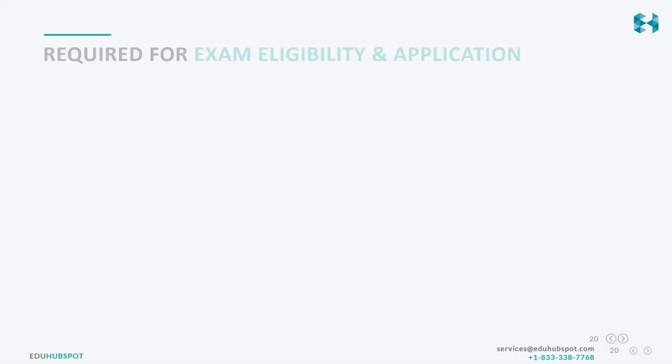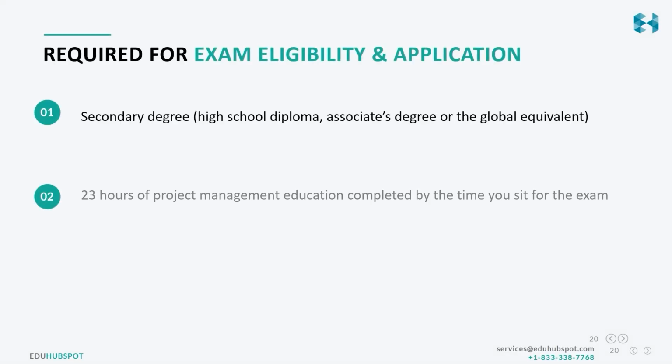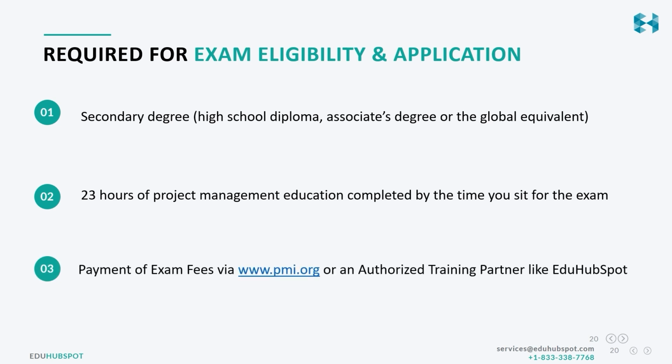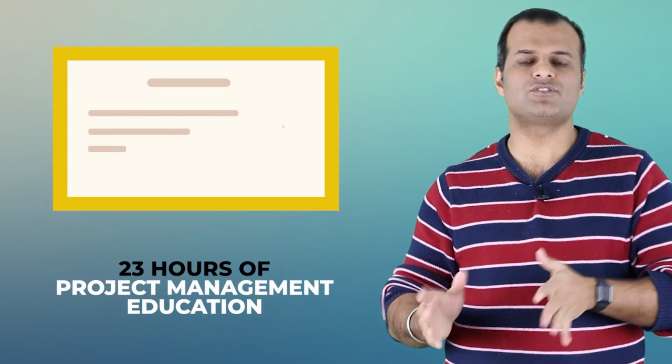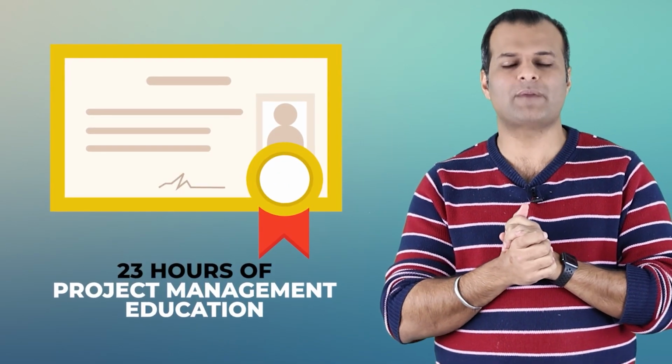Now, what is the requirement in order for you to sit for the CAPM exam? First of all, if you have a secondary degree, like a high school diploma, all you need is 23 hours of project management education. How can you get those 23 hours of project management education? If you are doing our edu HubSpot CAPM exam prep course, this exam prep course will give you those 23 hours of project management education.